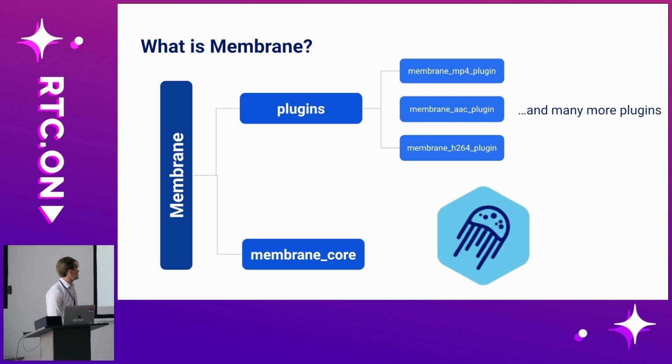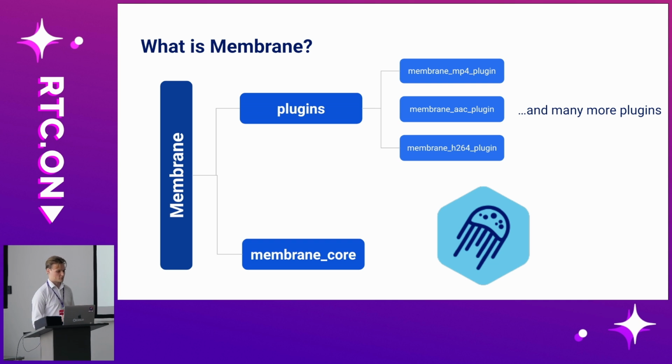So what is Membrane? Membrane is an open source multimedia processing framework. It's written in Elixir and runs on Erlang's virtual machine, which is called BEAM. And it consists of two main parts. The first part is Membrane Core, which delivers tools to create your own processing elements, as well as to connect these elements and form pipelines.